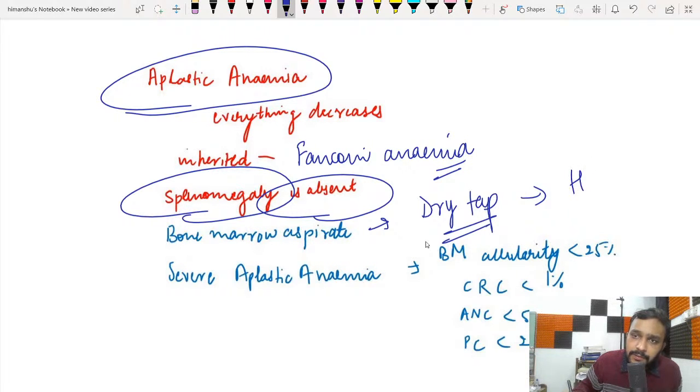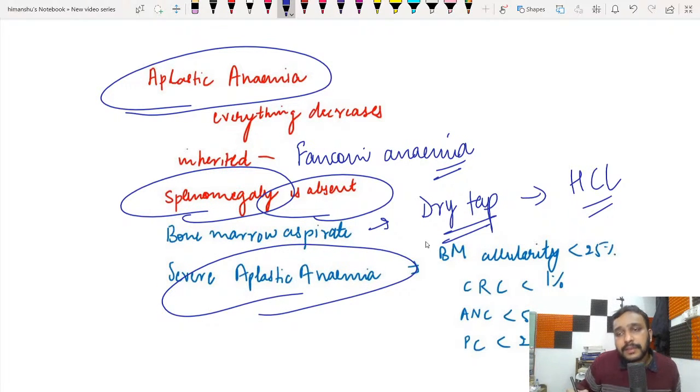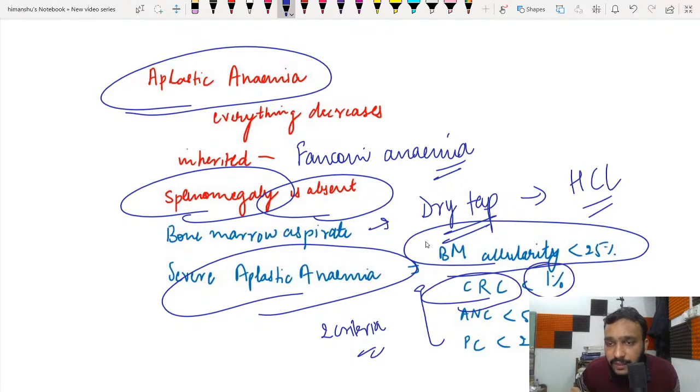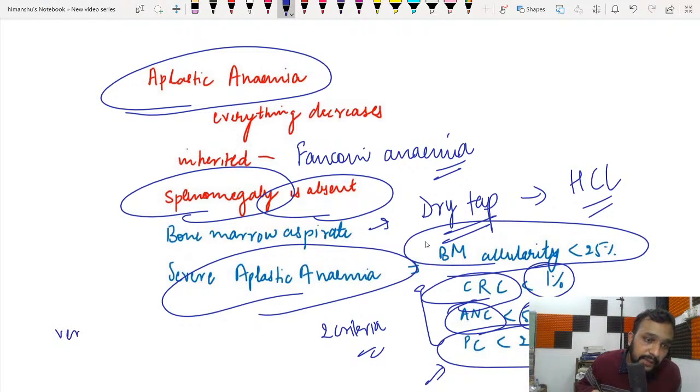This dry tap is also seen in hairy cell leukemia. Severe aplastic anemia, what are the criteria? The bone marrow cellularity should be less than 25%, and besides this, two criteria should be present. The corrected reticulocyte count should be less than 1%, the absolute neutrophil count should be less than 500, and the platelet count should be less than 20,000. In very severe aplastic anemia, the neutrophil count criterion is less than 200.